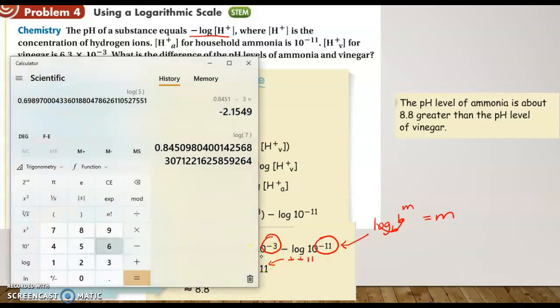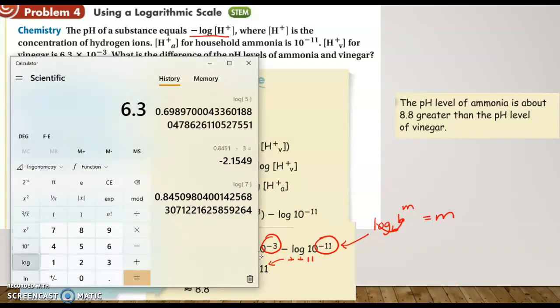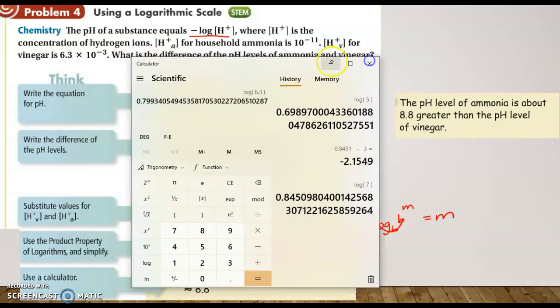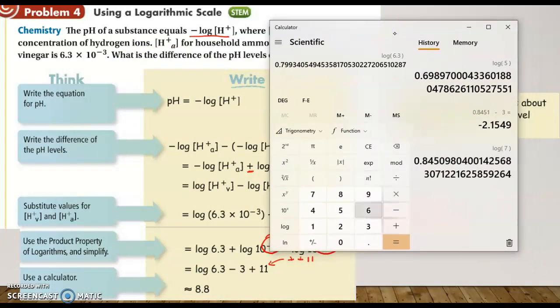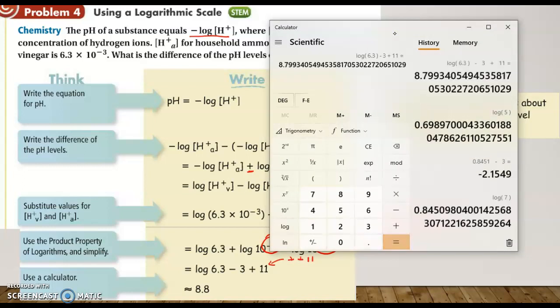So log of 6.3, so we can at least see it, plus 3 plus 11, and we get 8.799, which would give you 8.8. Okay.